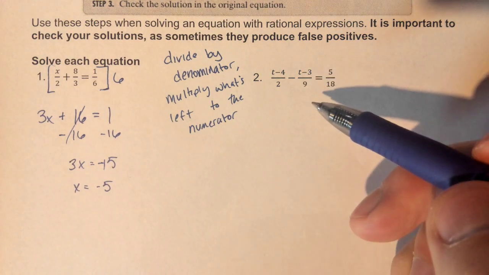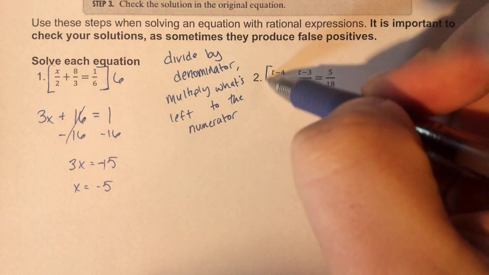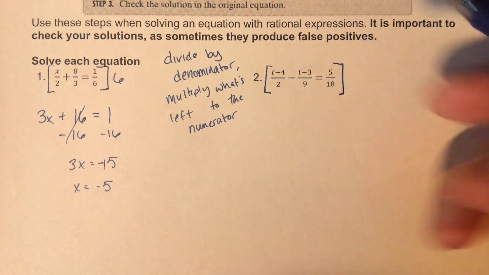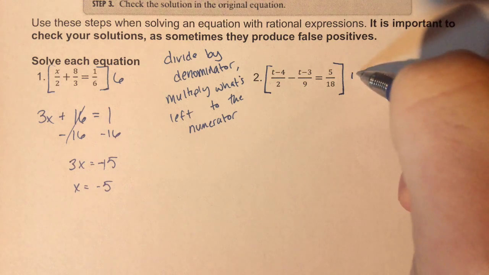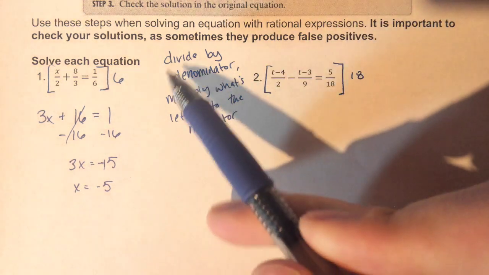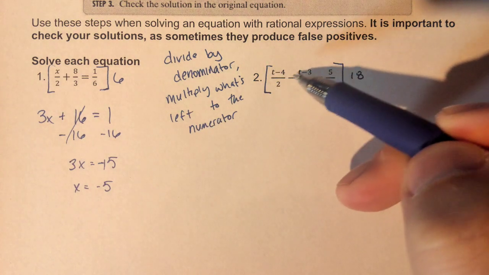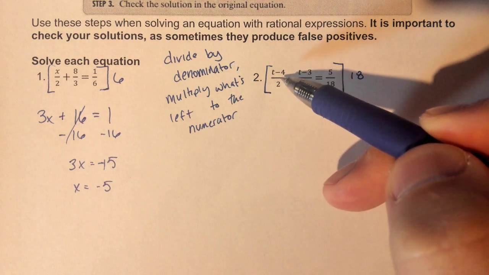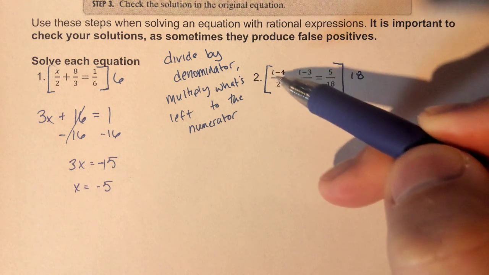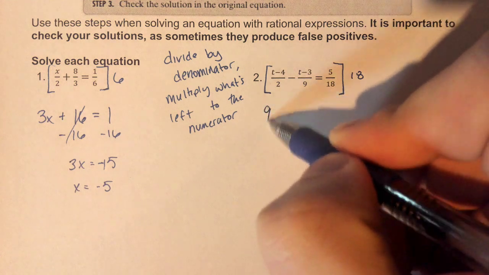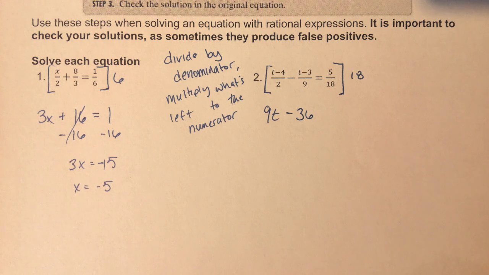If we look at 2, again, we're going to start by multiplying by the common denominator. So you got to figure that out. Between 2 and 9, it's 18. And between 18 and 18, it's clearly going to also be 18. So again, we're going to divide by the denominator, multiply what's left to the numerator. 18 divided by 2 is 9. Now that means 9 is going to have to multiply to the whole numerator, so it's going to have to distribute. So it's going to be 9 times t, and then 9 times 4, 36.